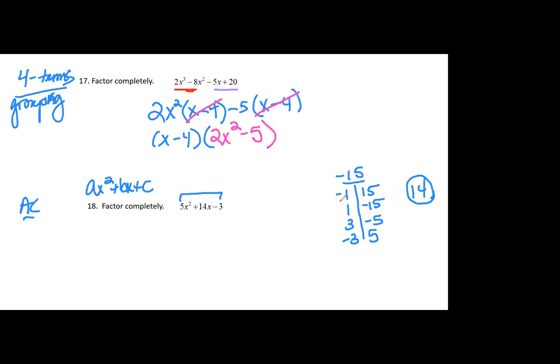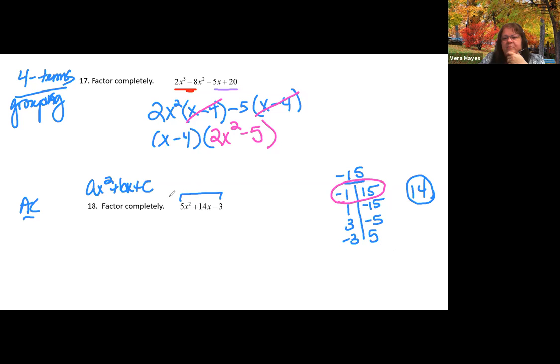-1 plus positive 15. Yep. So I'm going to take this 14x and break it into pieces. I'm going to bring the 5x squared down, and the -3 down. 14x is going to get broken down into a -1x and a positive 15x. It's still positive 14 if I add them back together, so I haven't changed the problem in any way. But now I have 4 terms.